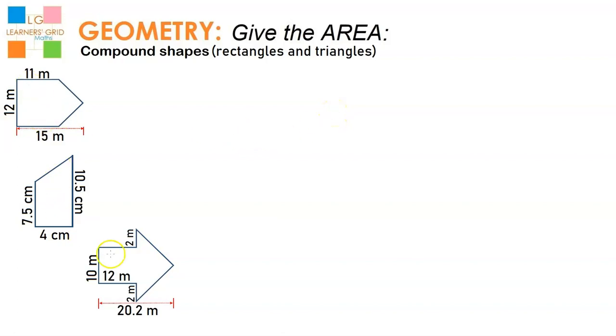If you take a look down the left-hand side of the screen, you can see there are three shapes here. They're compound shapes. In other words, they're made up of smaller units. In this case, they are all made up of rectangles and triangles, and we're going to find the area of each of them. So let's take a look at the first one first.